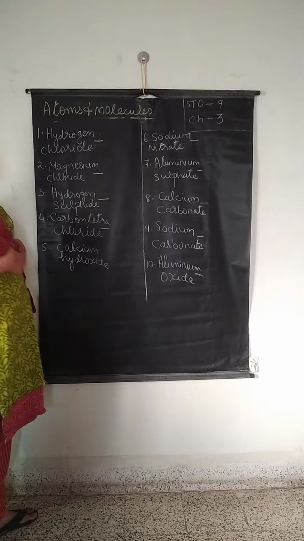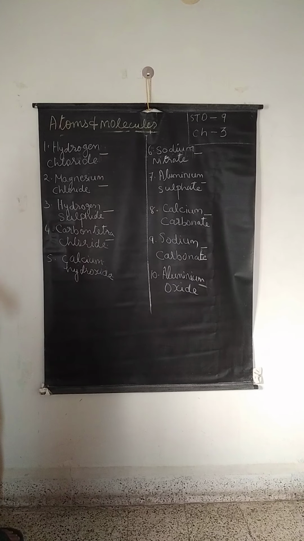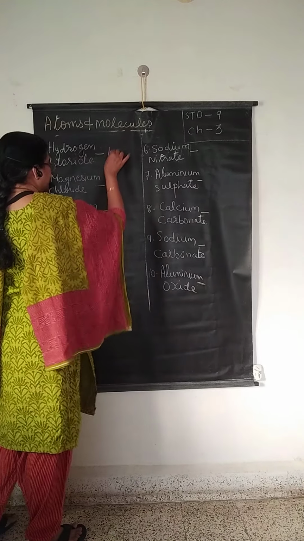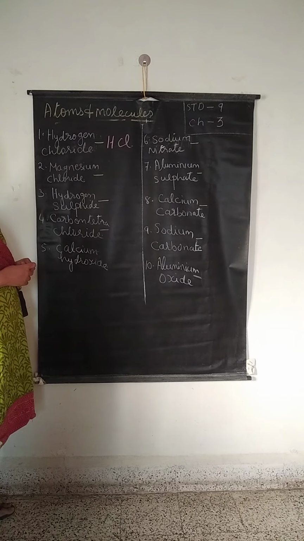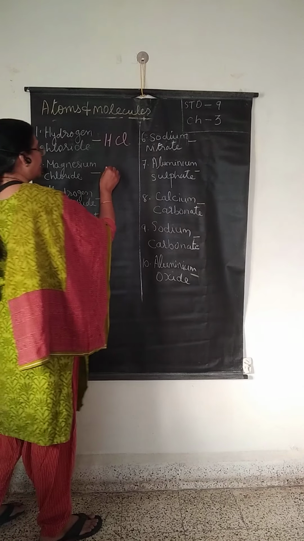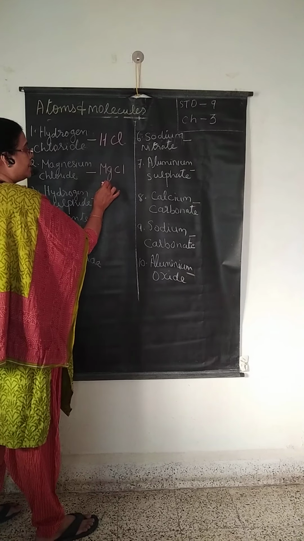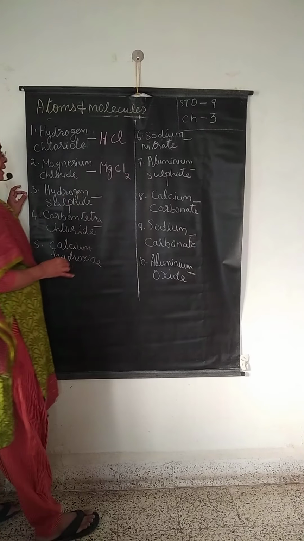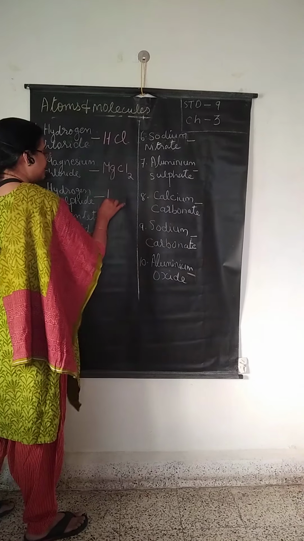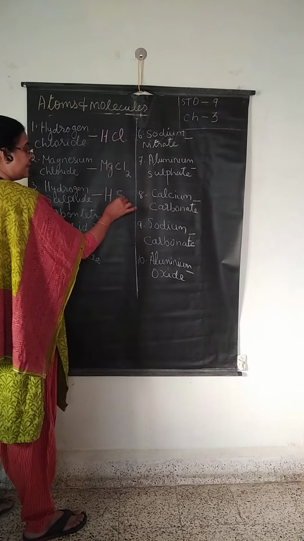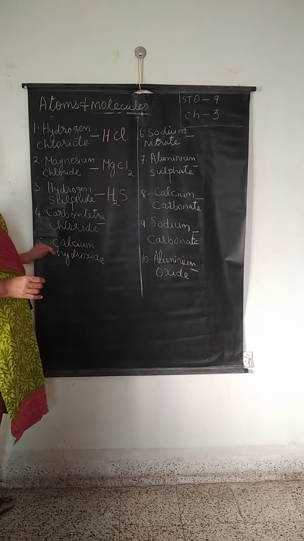Here you can see hydrogen chloride. How to write the hydrogen chloride formula? Hydrogen is H and chlorine is Cl. So HCl, both having valency 1. Now suppose it is magnesium chloride: magnesium is Mg, chlorine is Cl, the valency of magnesium is 2 and chlorine 1, so no need to write anything under magnesium. Now suppose it is hydrogen sulfide: hydrogen is H, sulfur is S, the valency of sulfur is 2 and the valency of hydrogen is 1, so it is H2S.